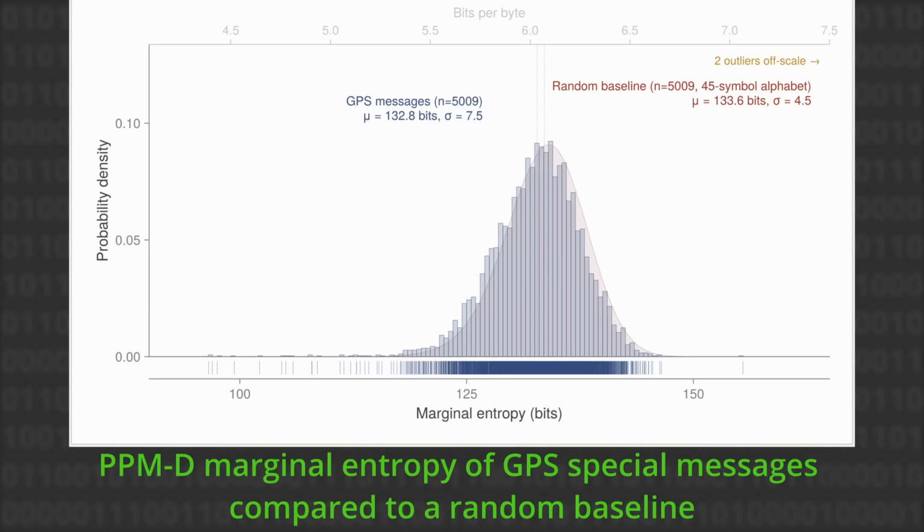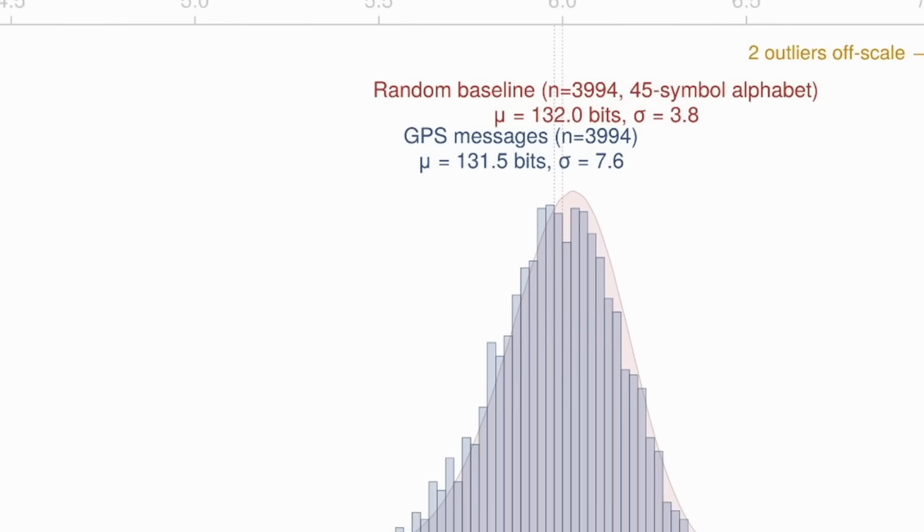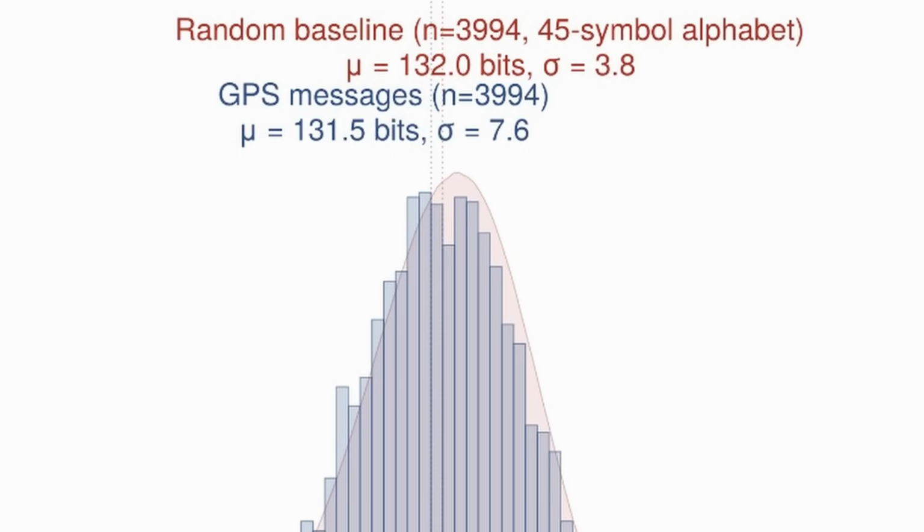So I plotted each of the messages on a graph and made a histogram of this. What it shows is that the messages are distributed almost entirely as you would expect if they were randomly selected, but not quite. There are some messages that are much more predictable than you'd expect, and a few messages that are much more surprising than you would expect if these were just randomly generated. So I looked at what these messages were.